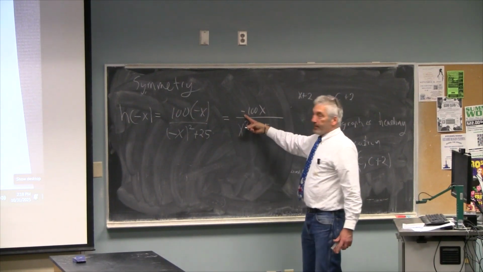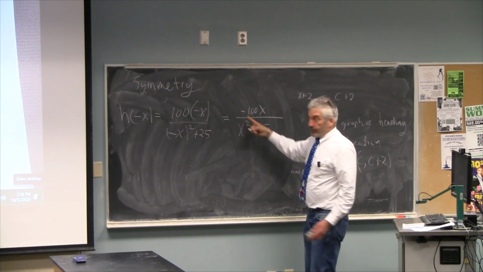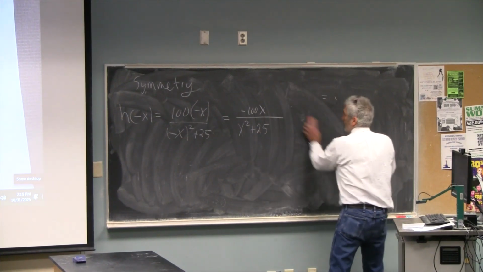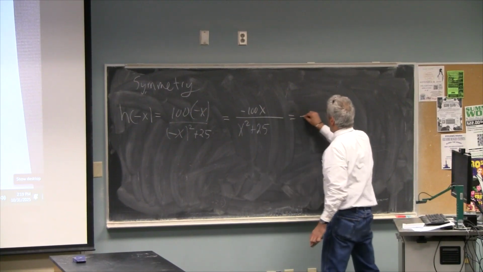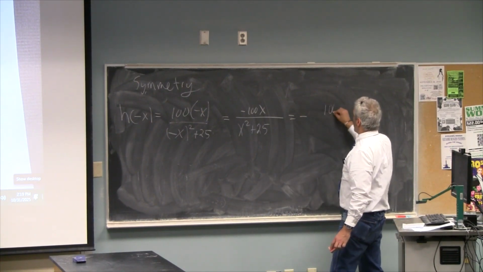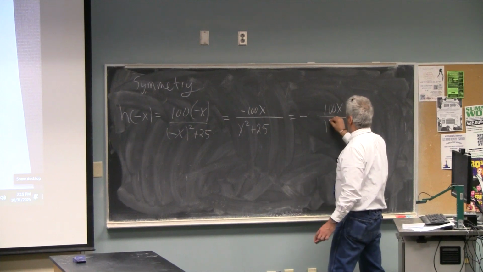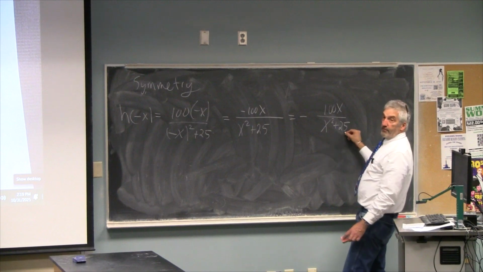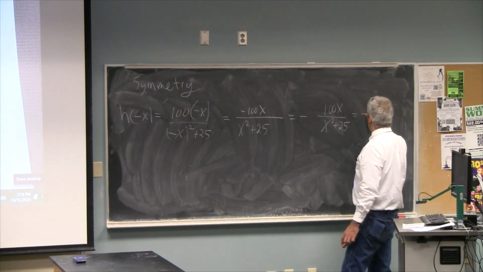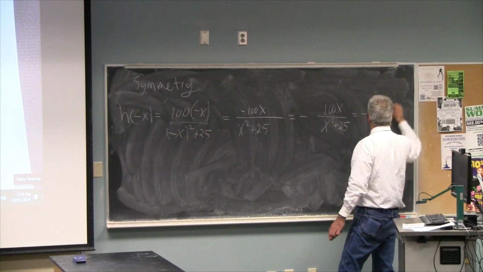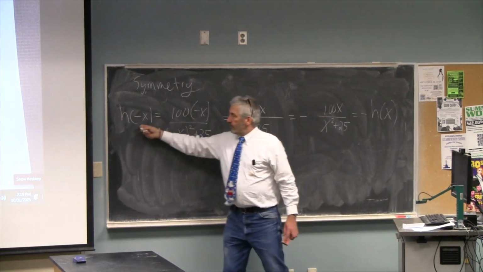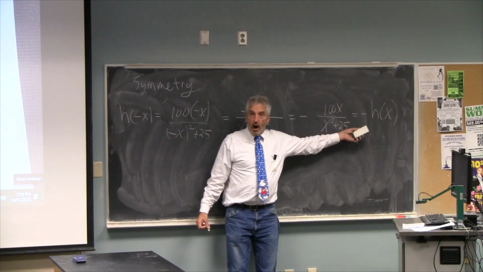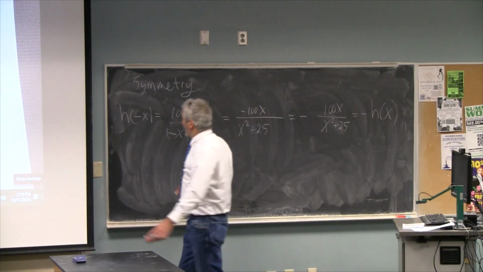Oh, but I can go ahead and bring this minus sign way out front. Minus in front of the whole thing, 100x over x squared plus 25. But this baby is just h of x. So I have a minus sign in front of h of x. So h of minus x is minus h of x. That's what's called odd symmetry. So it's an odd function.